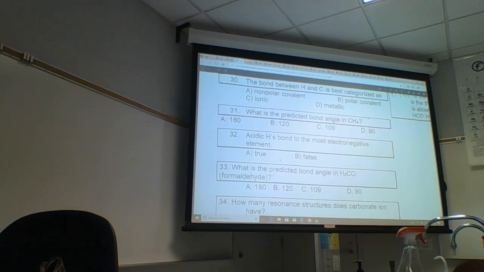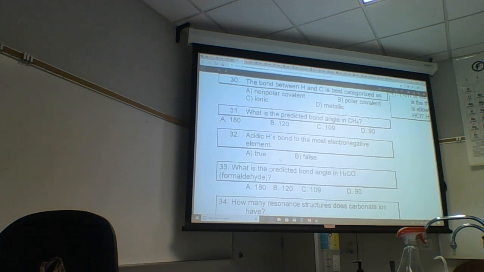If it's three, then it's trigonal planar. What's the angle on trigonal planar? If it's four, it's tetrahedral. What's the angle in tetrahedral? 109.5. You memorize those.